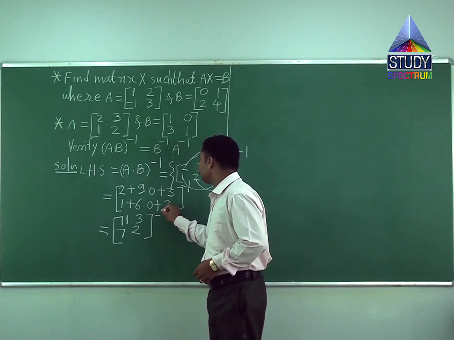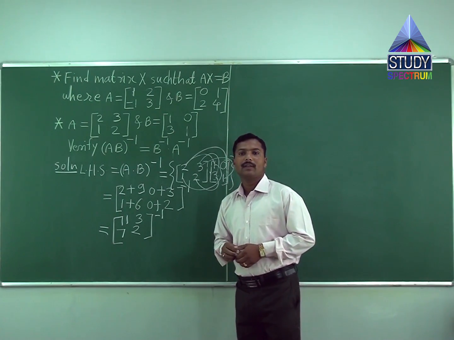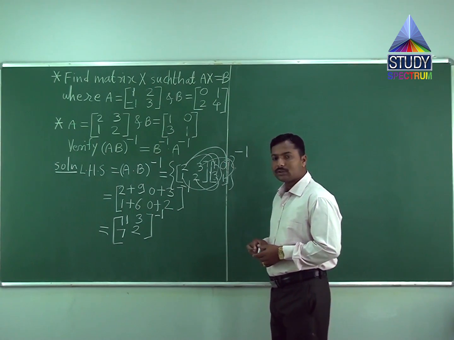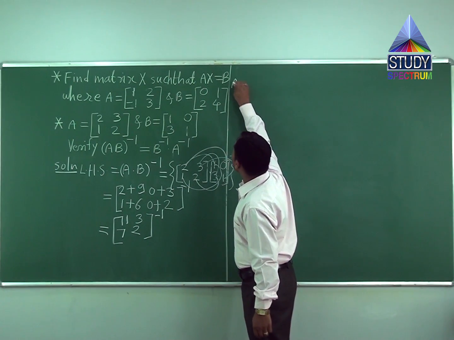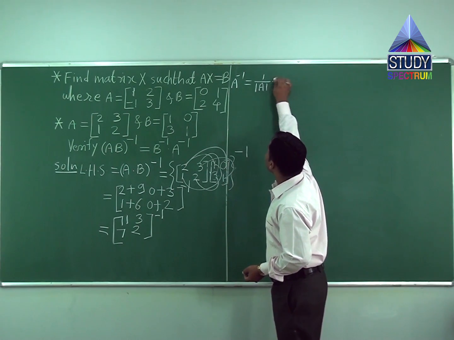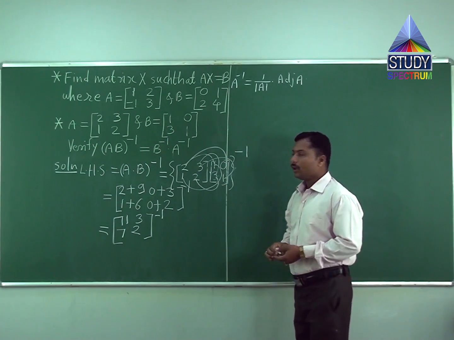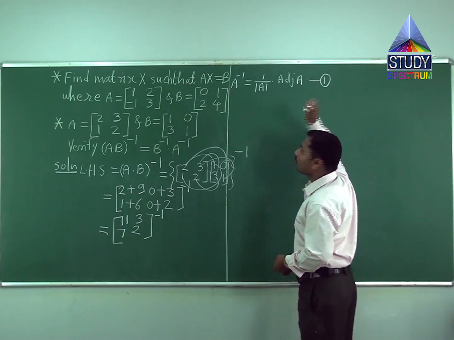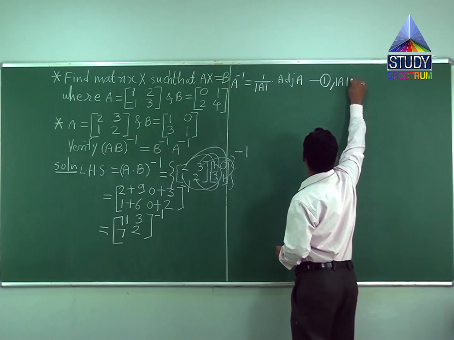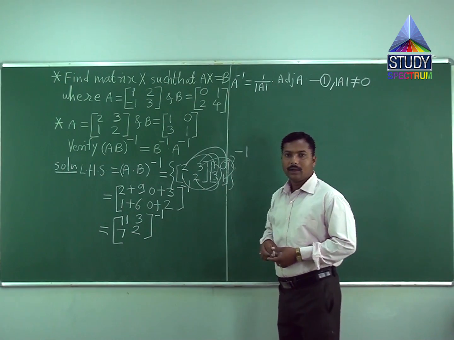It's an inverse. How can we find the inverse of this matrix? Also by using the adjoint method. So what is the formula for A inverse by the adjoint method? A inverse equal to 1 upon determinant of A into adjoint of A. Always box the formula or give the number to the formula. So we give the 1, but the condition is determinant A is not equal to 0. So we check the determinant first.